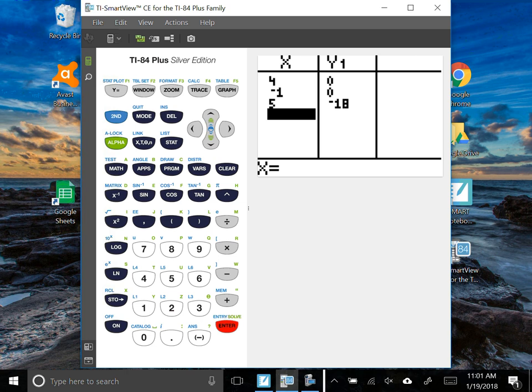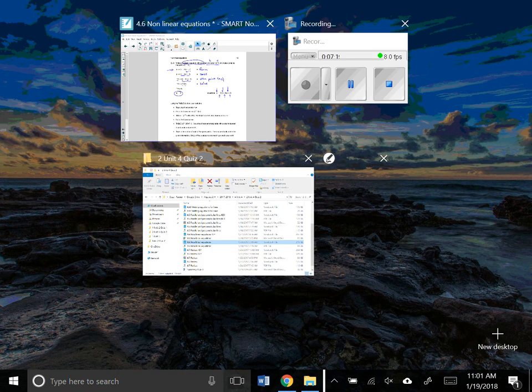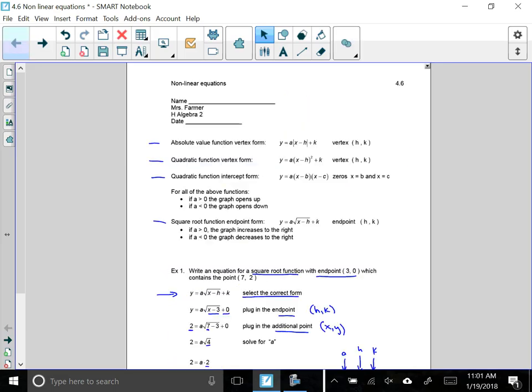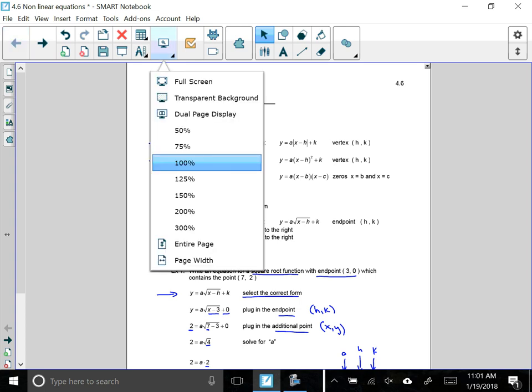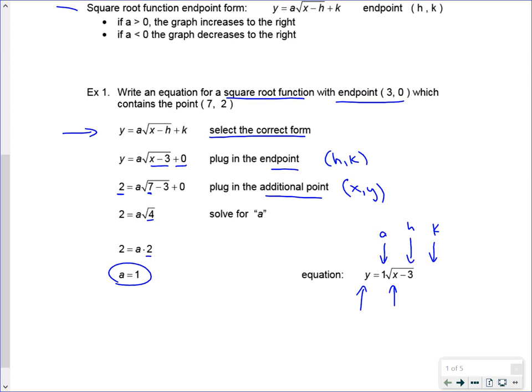Okay, so there are all of these steps. Do not skip any. You don't have to actually check it on the calculator. That's not required. But do not skip any of those steps that were given to you. Go back to the first page. All right, the steps that are indicated on the very first page and on every example that we did, that is to select the correct form, plug in the endpoint or the vertex or the zeros, plug in the extra point that's been given to you, solve, and then write your final answer.